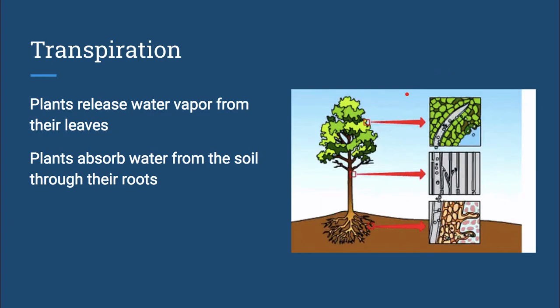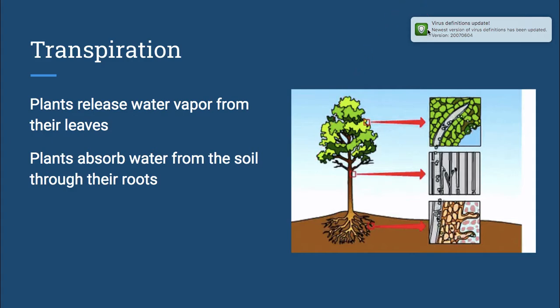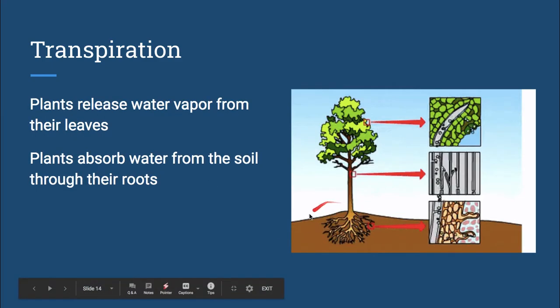Next, we have transpiration. Transpiration is a process done by plants. In transpiration, plants absorb water through their roots. The water travels up their stems or trunks and is released by their leaves. So again, liquid water in the ground travels up a plant and is released as water vapor from the plant's leaves. Now, when you get into high school biology, you'll learn why this is, but for our purposes, just know that plants can release water vapor.